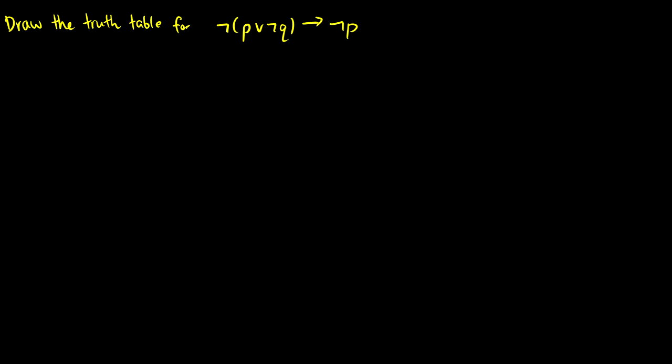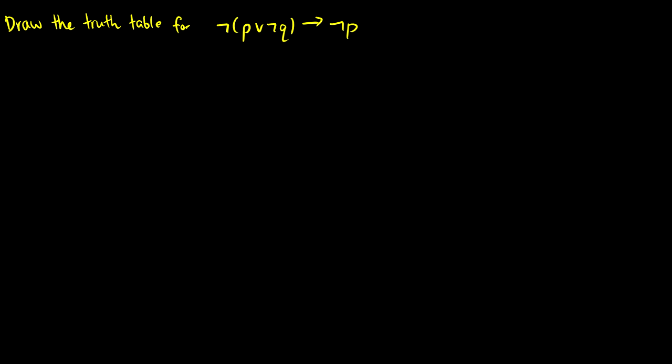In this video, we're going to do two more truth tables as examples. So, first question, draw the truth table for not P or not Q, arrow not P. So I'll do it the long way. We'll do each row individually, so we'll do a column for each connective.